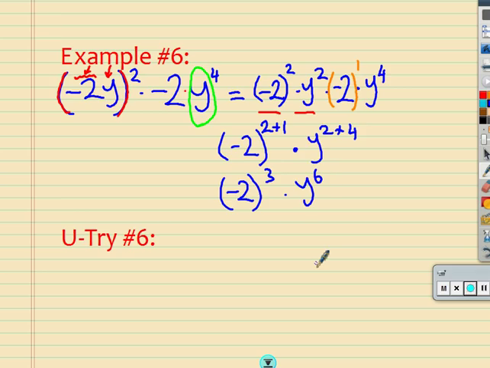Sometimes when our exponent values are small, it makes it look nicer to evaluate them. And we all know that this is negative 2 times negative 2 times negative 2. So I can rewrite this expression as negative 8 y to the sixth power.